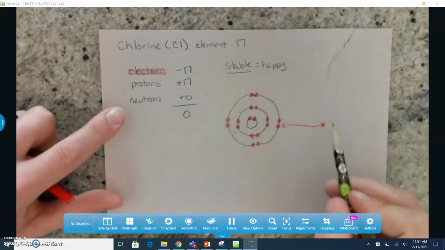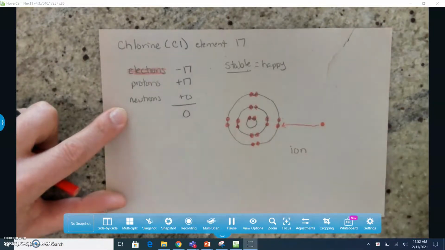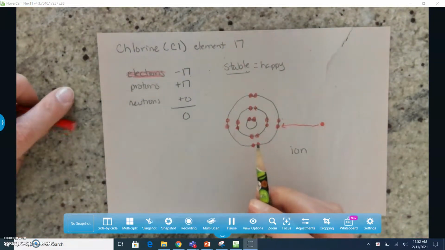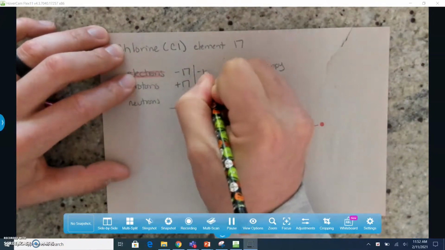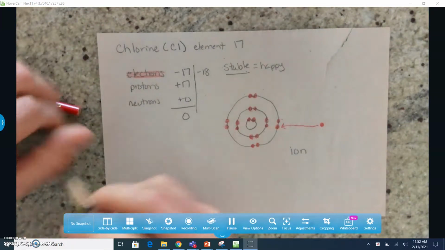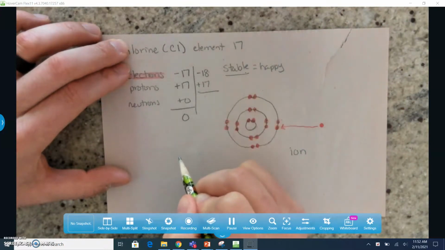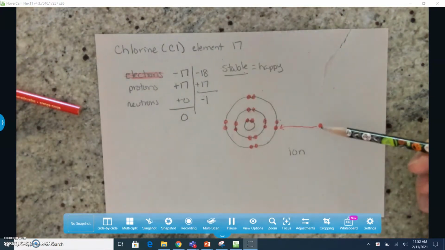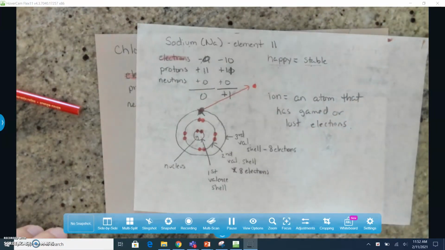But since we have gained an electron, this is no longer called an atom. Again, it's called an ion. What happens to the charge when we gain an electron? Well, we had 17 negative electrons, but we gained 1. So now there's 18 negatives, still 17 positives. Overall charge, -1. So now we have seen 2 examples where ions form by gaining or losing electrons.